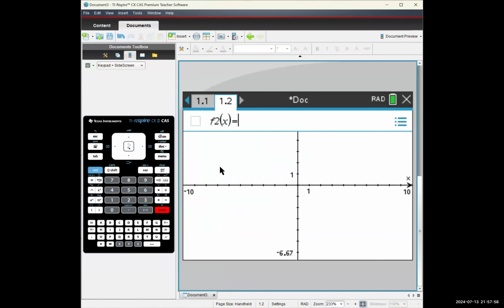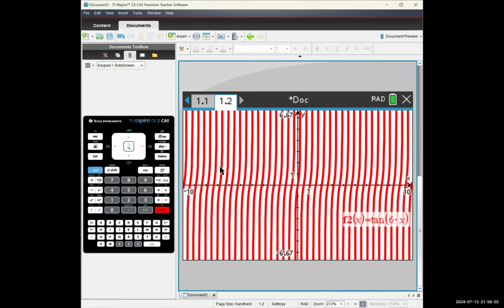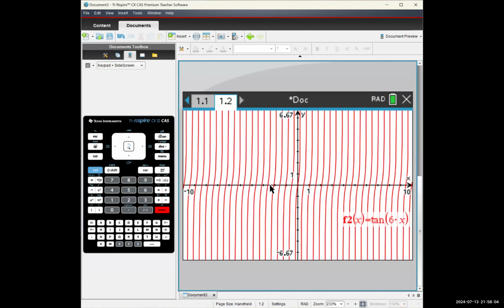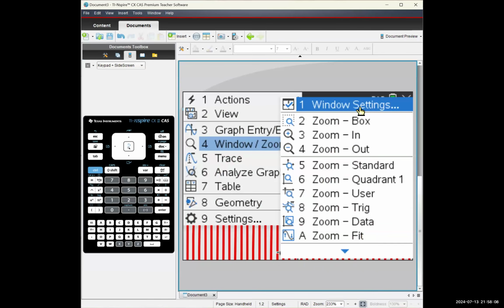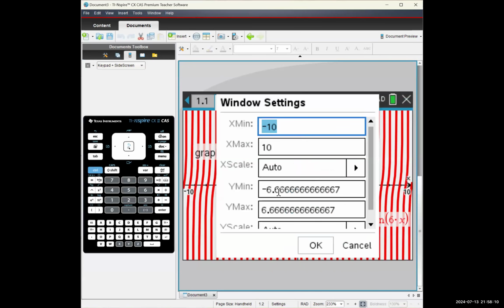Now, if I'm plotting tangent, let's say 6x, so many branches, I wouldn't be able to see that. But what I can do is adjust the window settings. I don't really care about the y values because the range of tangent is just real numbers. But I'm going to do minus pi over 6, pi over 6. And how about I'm using pi over 12?